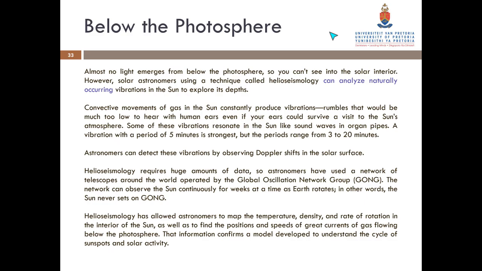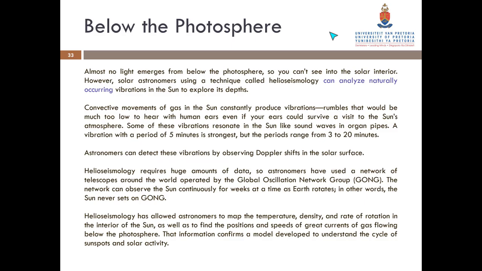Convective movements of gas in the Sun constantly produce vibrations, rumbles that would be much too low to hear with human ears. And even if your ears could survive a visit to the Sun's atmosphere, some of these vibrations resonate in the Sun like sound waves in organ pipes. A vibration with a period of 5 minutes is strongest, but the period ranges from 3 to 20 minutes. Astronomers can detect these vibrations by observing Doppler shifts in the solar surface.